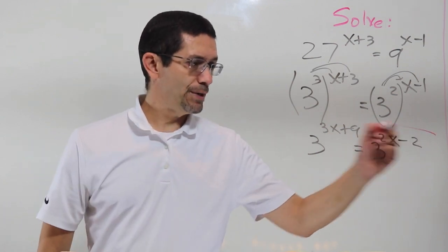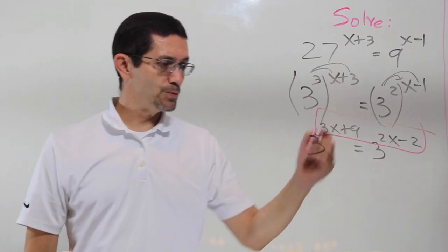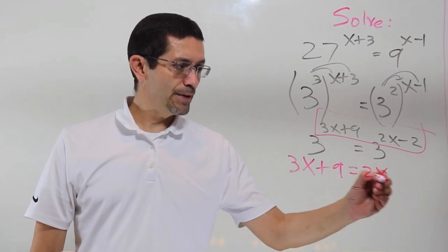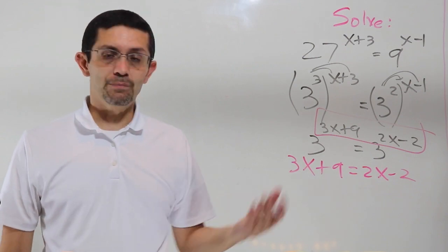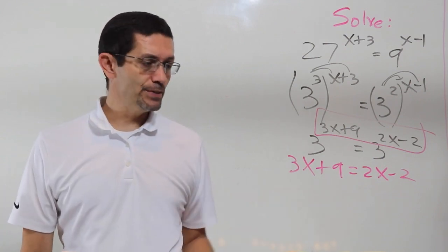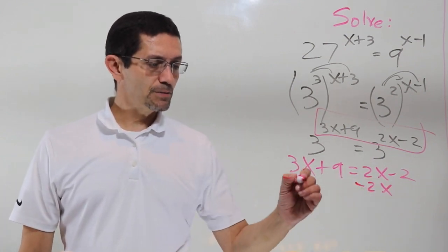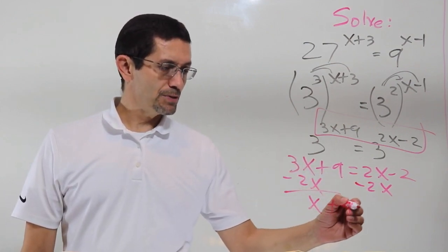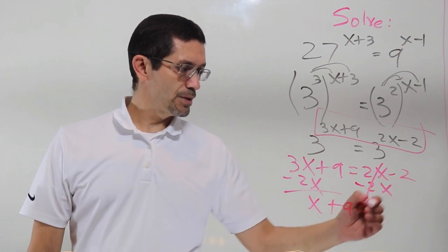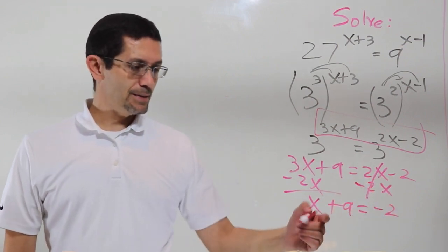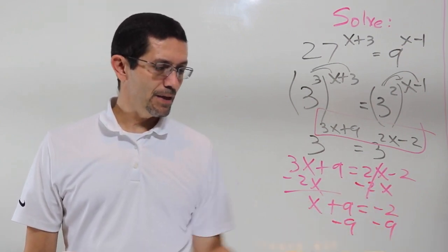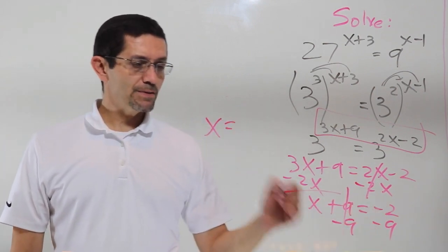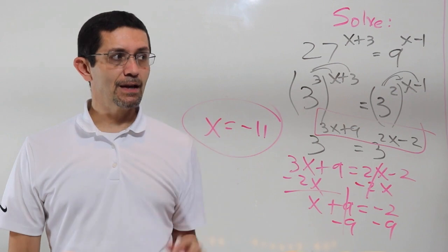So I'll bring the exponents down, which is 3x plus 9 equals 2x minus 2. From there, solve for x. That turns into easy. So minus 2x, I have x plus 9 equals negative 2. Last step is minus 9 cancels. Negative 2 minus 9, negative 11.